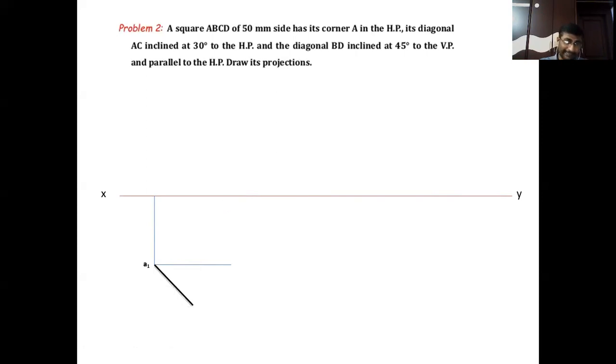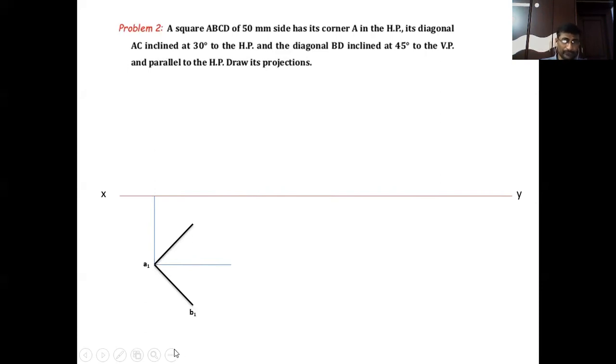Then draw an inclined line at 45 degrees to this horizontal line. The inclined line must be a length of 50 mm, that is the side of the square. And then draw another inclined line to the horizontal line at 45 degrees. The angle between the two lines, that is the two sides of the square, is 90 degrees: 45 degrees below the horizontal line and 45 degrees above the horizontal line. Clear, students? This is another side of the square.